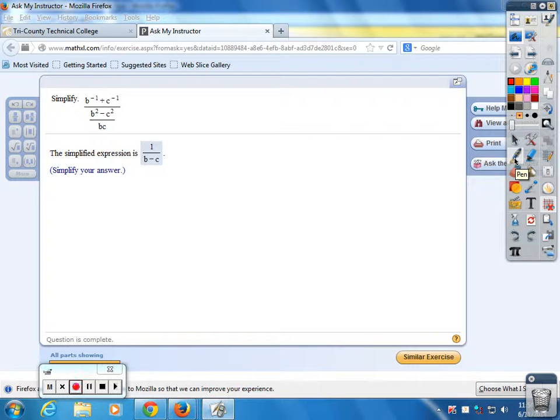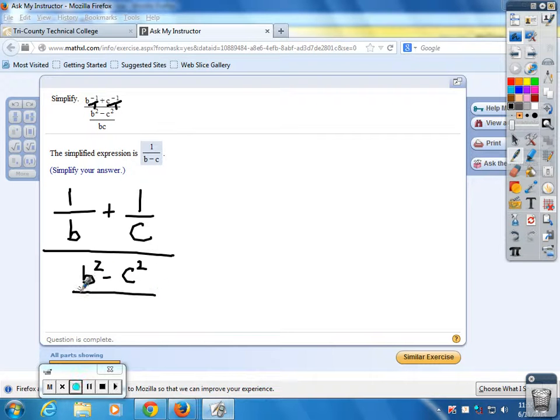All right, so the first thing is these 2 guys should cause you pain. You should not like those. You should see them and go, ooh. And you need to fix it. So, how do you fix it? Well, 1 over b, because that's b to the negative 1 over 1. This is over 1, and this is over 1. So I'm going to flip it, and it becomes 1 over b plus 1 over c over b squared minus c squared over bc.